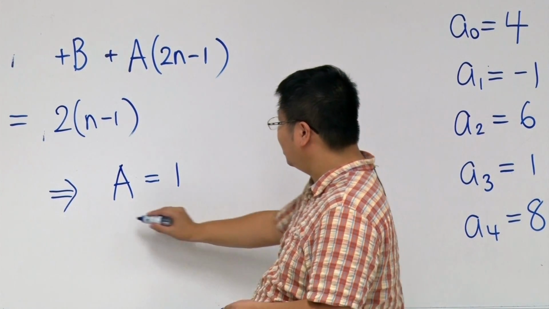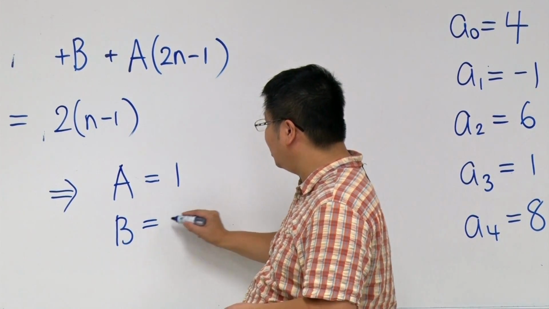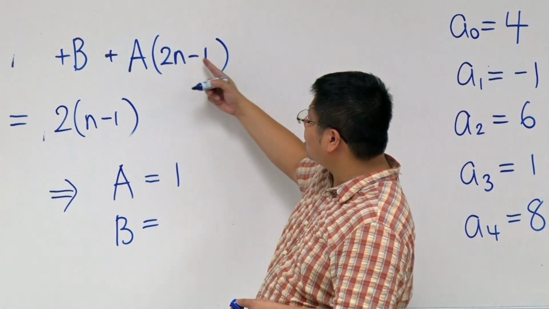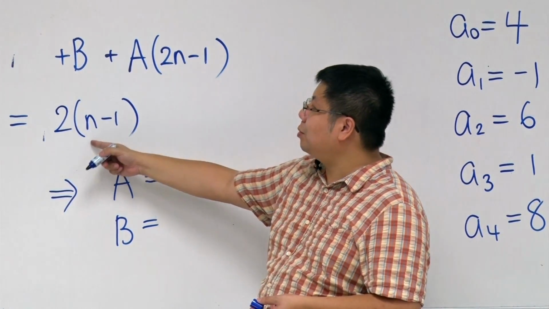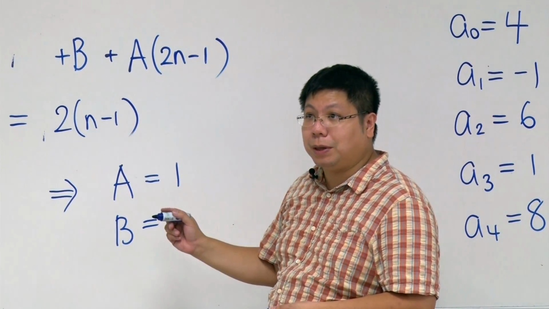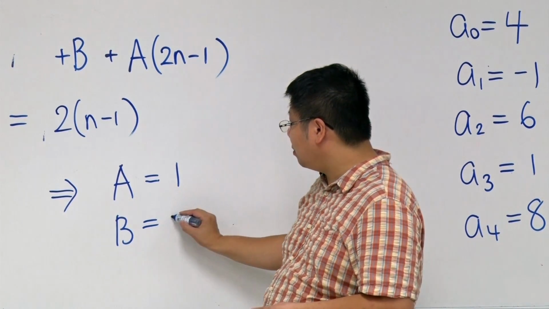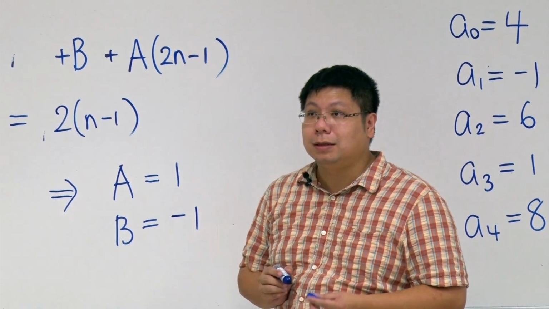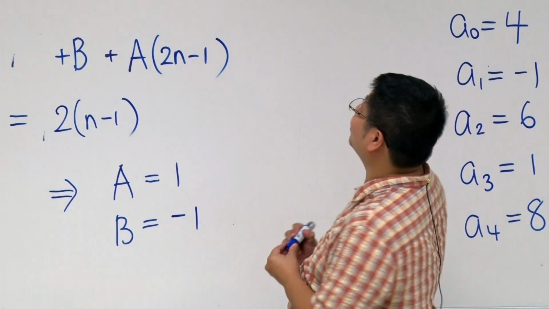How about b? So a is now 1, so this is 2n minus 1, and this is 2n minus 2. So b has to be minus 1. Am I correct? Does that make sense? Okay, good.